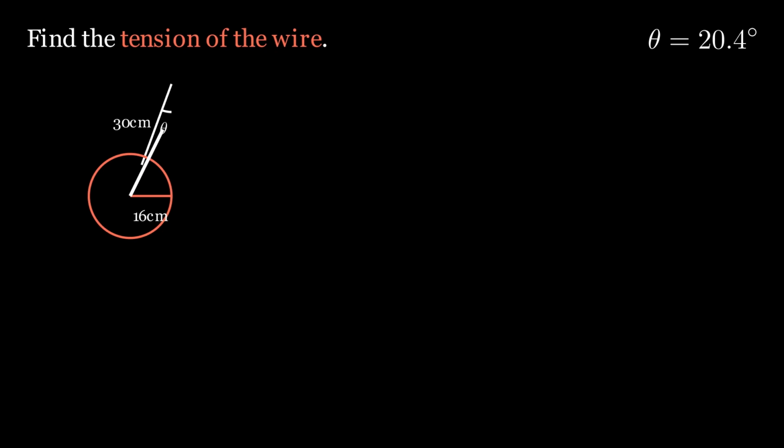We can simplify our picture a bit by turning it into a free body diagram, so just looking at the forces acting on the system, where we have the tension of the wire, the weight of the ball, and the normal force acting on the ball as it's pressing against the wall.